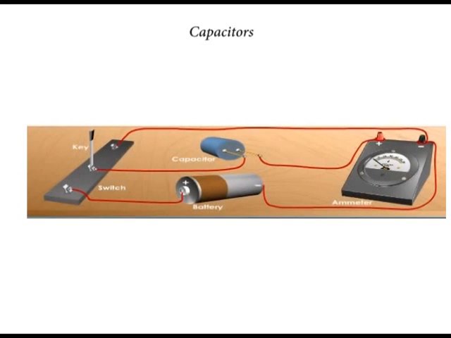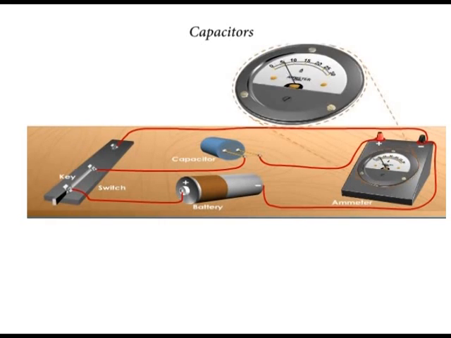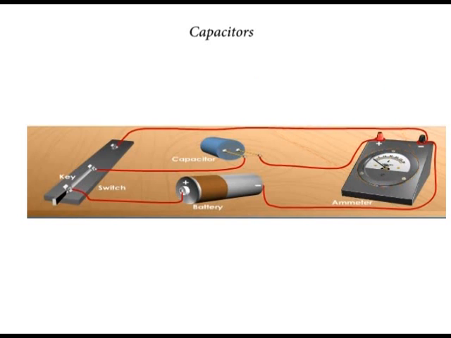Charging and discharging of a capacitor. A capacitor is charged by connecting the conductors to the terminals of a battery. Displayed here is a capacitor connected to a battery and an ammeter. To charge the capacitor, close the key. Observe that the ammeter reading is decreasing to 0. This indicates that the charges are flowing from the battery to the capacitor.